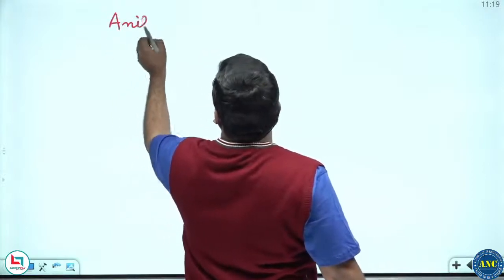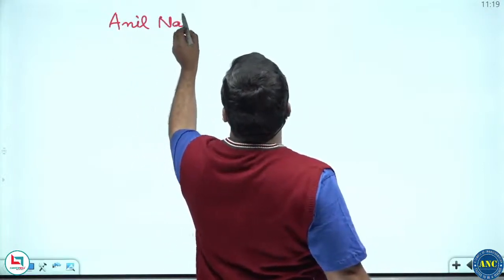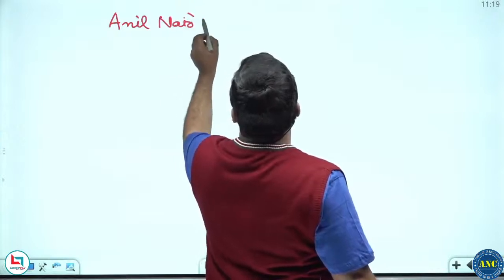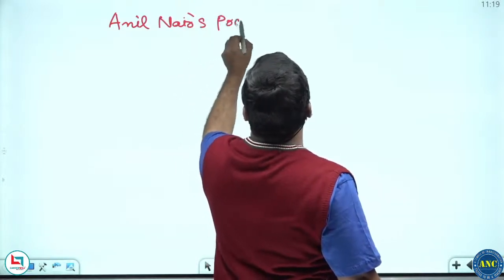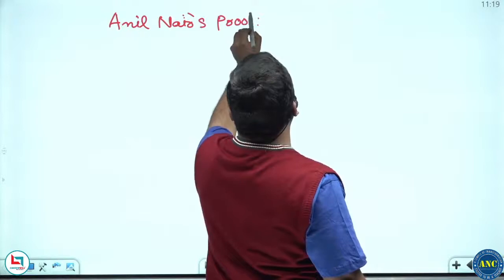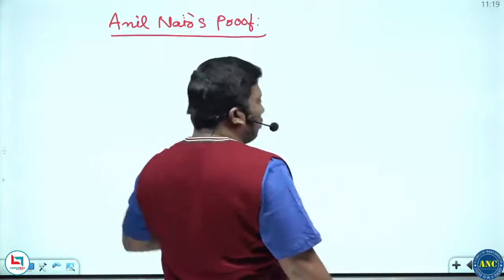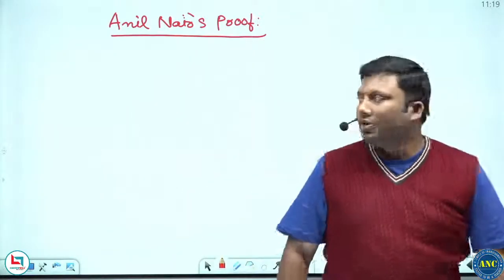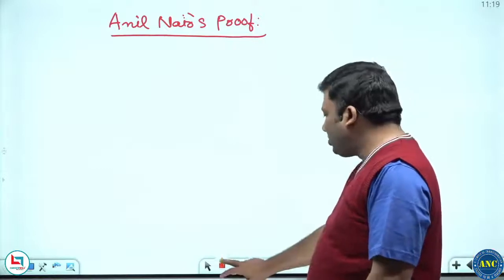Anil Nair's proof. Why did that come into the picture? A very interesting and exciting way of looking at aptitude through a prism never seen before. Anil Nair's proof. Now listen carefully.